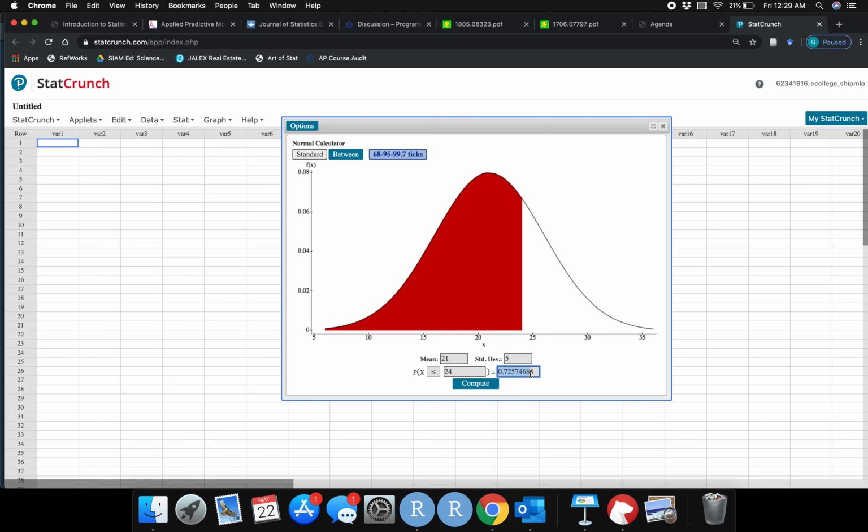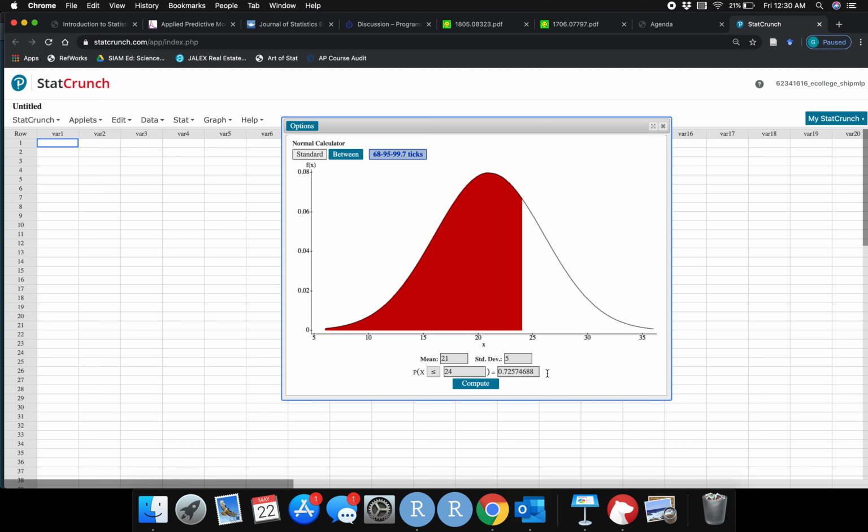and I get that area. You'll see less than 24, which is what I want in the picture, and the number is 0.7257. That's the probability that I see less than a 24. So that means that Jim is in the 72nd percentile, or maybe you can round that up to 73rd percentile. So you see that Pam in the 84th percentile is higher than Jim, who is in the 73rd percentile.